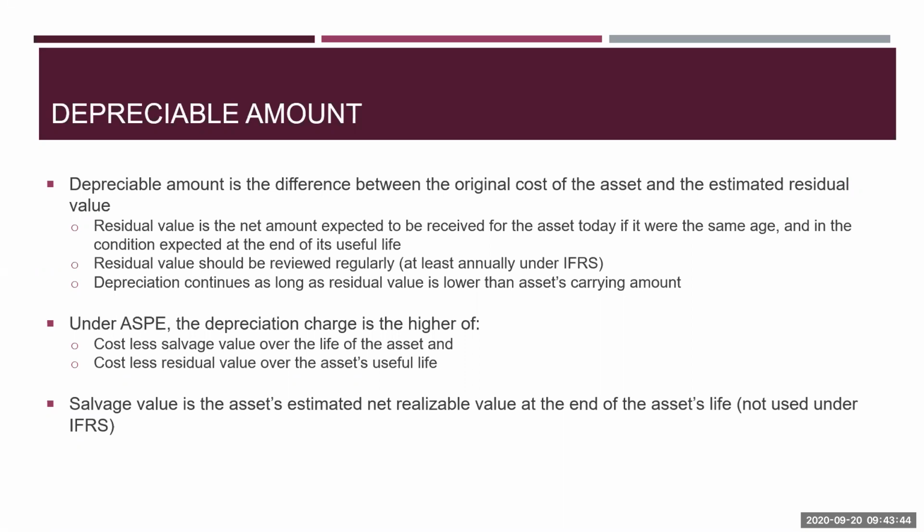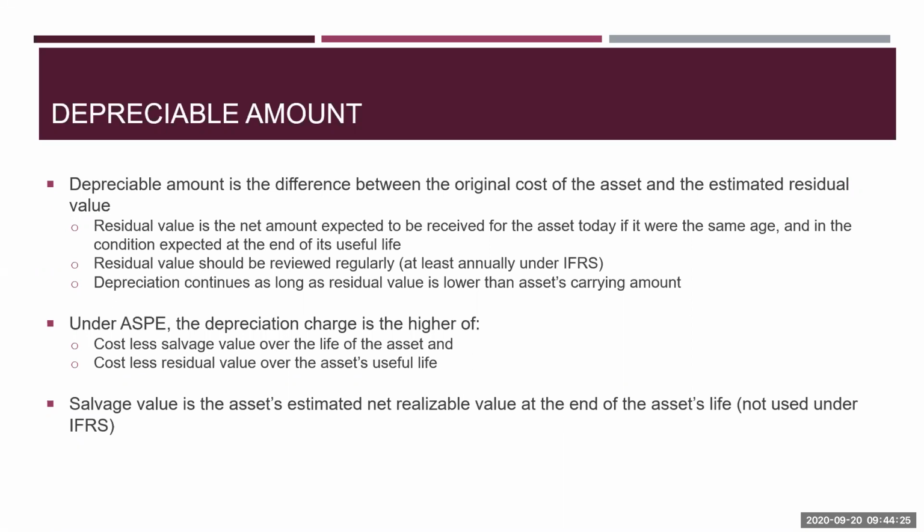Once we know what the cost of our asset is, then we look at the residual value. The residual value is the estimated amount for which we will be able to sell your asset at the end. Your residual value is the net amount that is expected to be received for the asset today if it were the same age and in the condition expected at the end of its useful life. So what is our expected recovery at the end of the useful life? That's your estimated residual value. Cost minus your residual value is your depreciable cost. So we need to book depreciation that is equivalent to this depreciable cost.